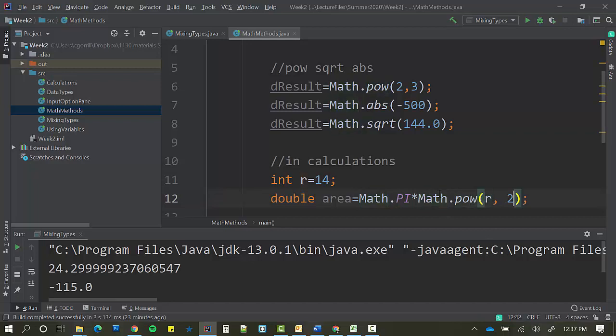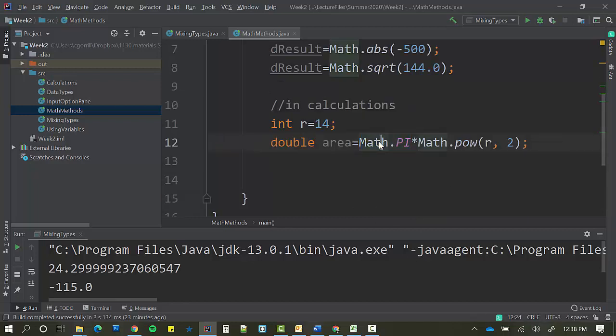Math.pow(r, 2): that means we're going to take r and we're going to square it, and it's going to return that value as a double precision float at this point right here. Then we're going to multiply that times Math.PI.